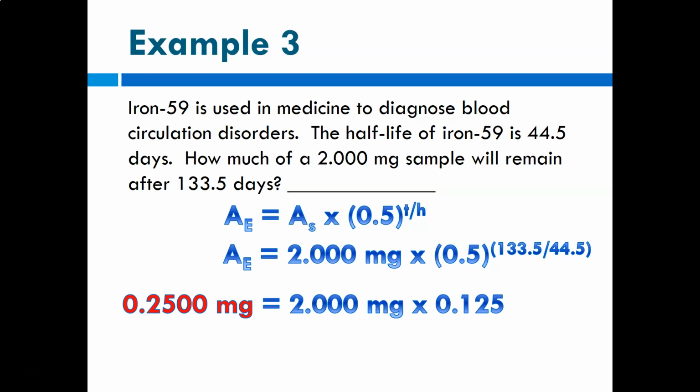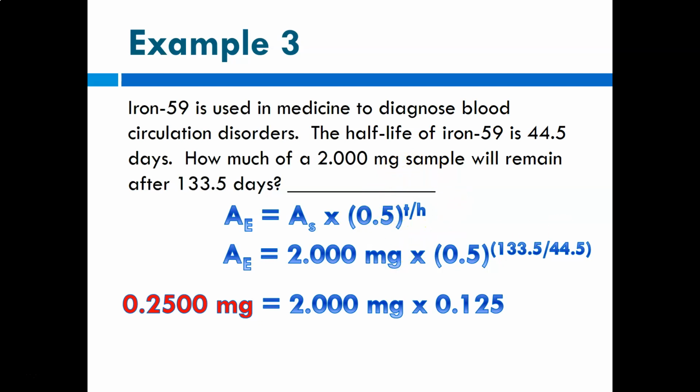Now, solving for AE, pretty straightforward. Solving for AS, pretty straightforward. Solving for the percentage, pretty straightforward. If I asked you to solve for the number of half-lives that have gone by, or I ask you to solve for the length of a half-life, or the time that has passed, it gets a little bit trickier because now I'm asking you to solve for an exponent.